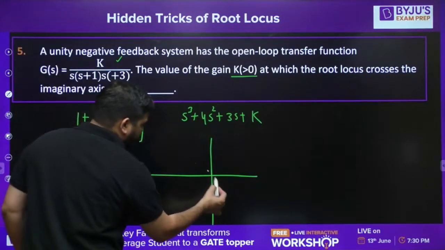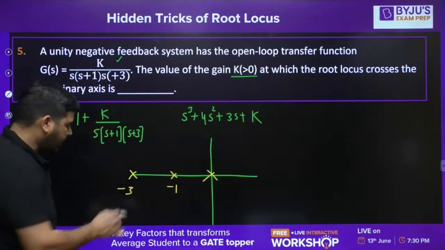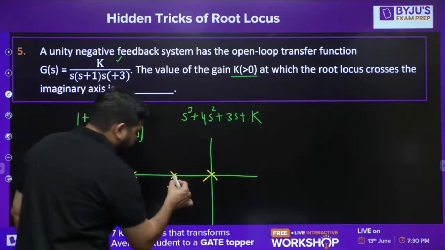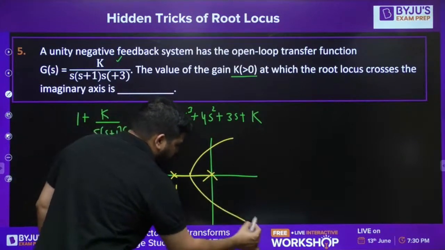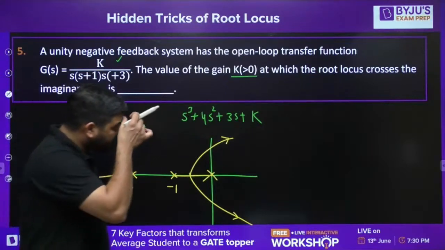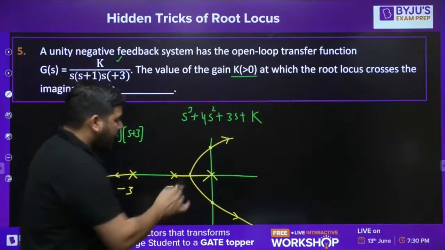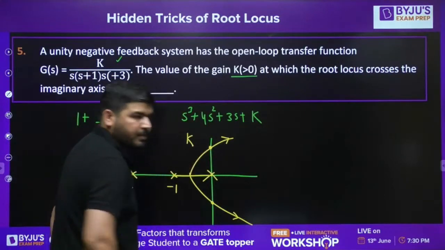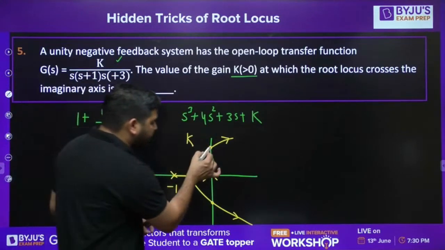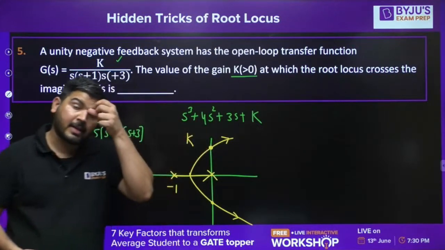like this. One pole is here, one pole is at minus 1, one pole is at minus 3. Okay, so the root locus will look like this. Fine. Now, at this point, the system is marginally stable. At this point, we need to find the k value. How to calculate this k value? If somehow we can find this point, then calculation of k is very easy.